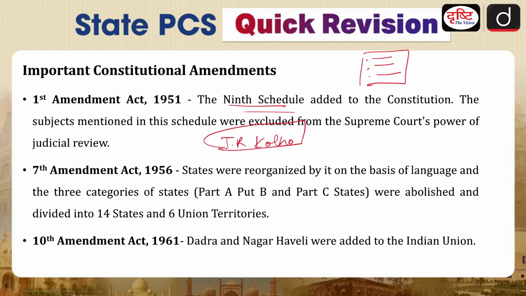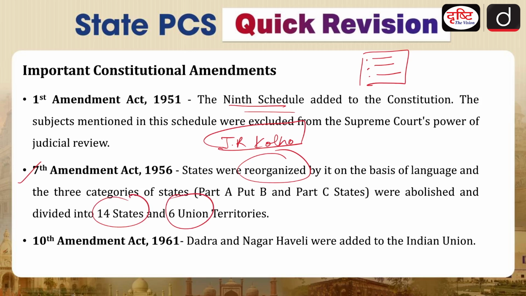Then we have the Seventh Amendment Act 1956. By the Seventh Amendment Act, we went for the reorganization of the states on the basis of languages. Earlier there were 4 categories: Part A, B, C, and D. They were abolished, and after the Seventh Amendment Act, we had 14 states and 6 union territories. This is the first time we have seen a major reorganization after independence.